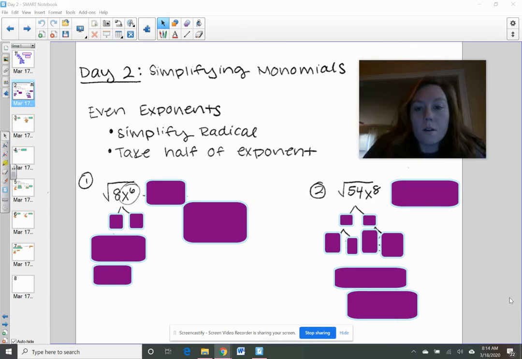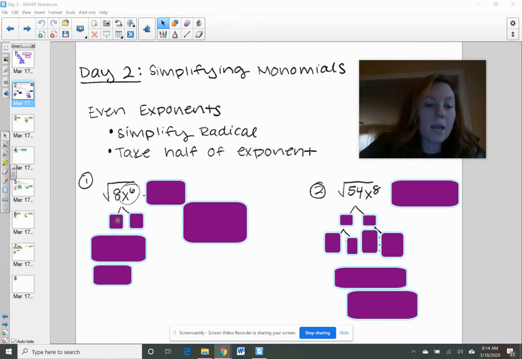All right, so we're going to start off really easy, guys, with even exponents. Okay, I want you to take a look at this first example. The hardest part is going to be simplifying the radical. Okay, so I have the square root of 8x to the 6th. We're going to take the square root of 8 like we did yesterday.